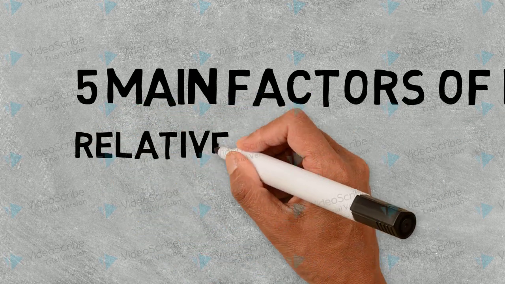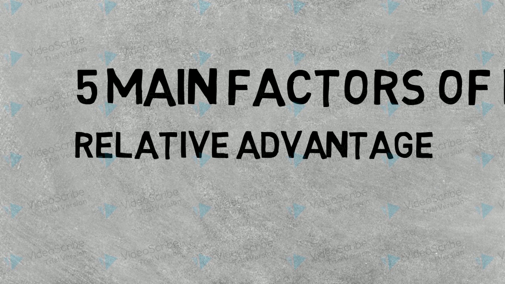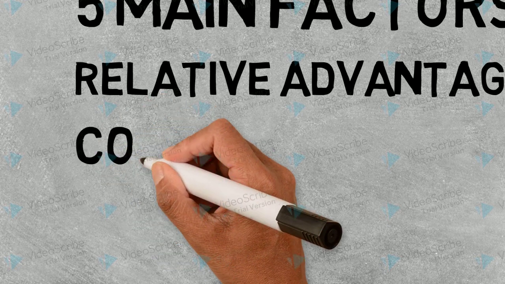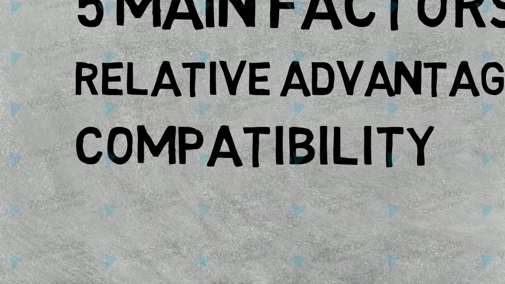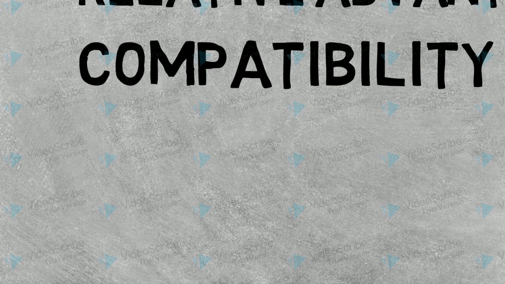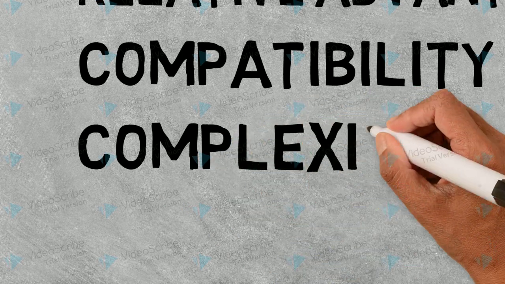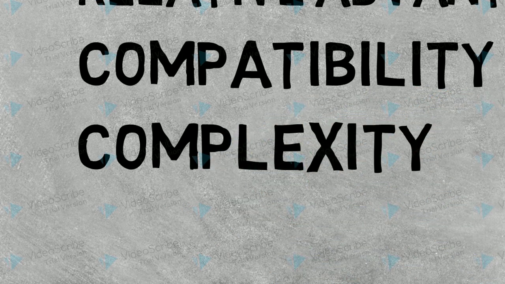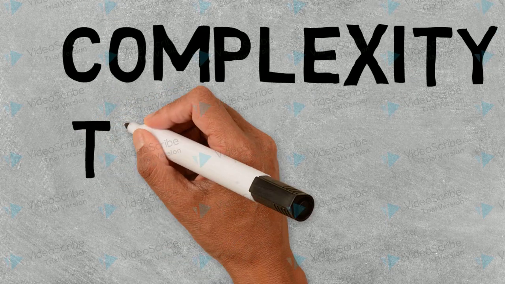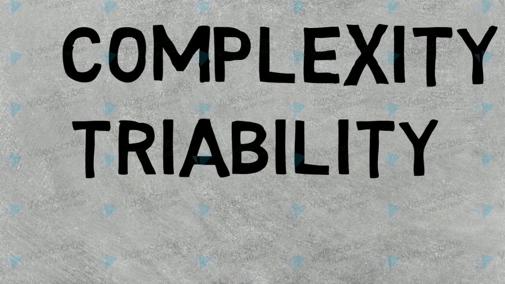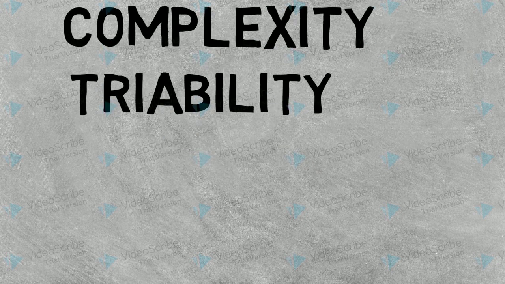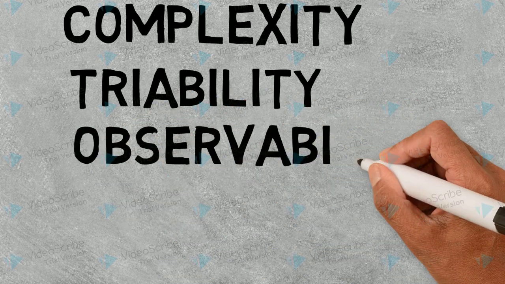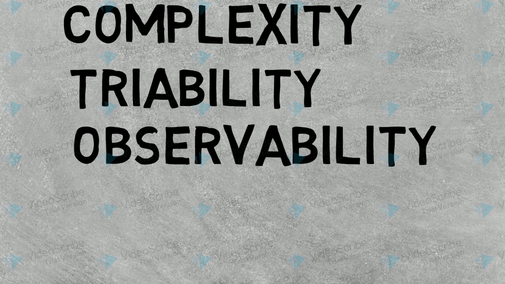First is relative advantage, the degree to which an innovation is seen as better than the idea or product it replaces. Next is compatibility, how consistent the innovation is with the values and needs of the potential adopters. Next is complexity, how difficult the innovation is to understand for potential adopters. Next is trialability, which is how much the innovation can be tested before an adopter commits to it. And finally, there's observability, which is how clear the results from the innovation are.